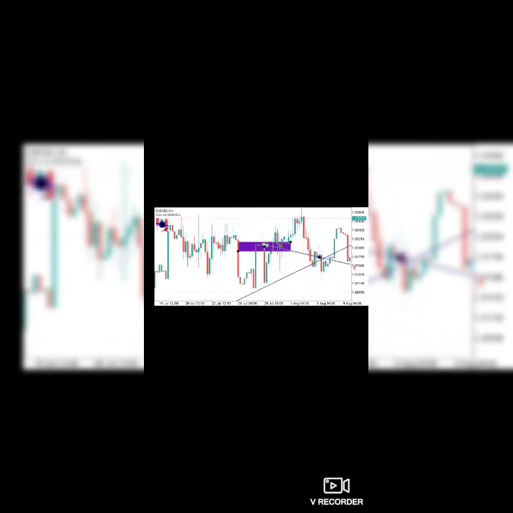A space destructive candle is a candle that forms near a probabilistic swing zone and then creates a spontaneous spike, a drastic change in price, that creates a structure like a trend line. You see, this was an empty space before.